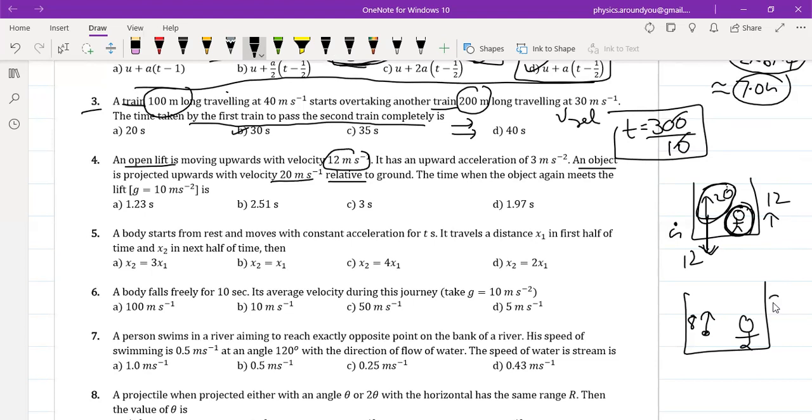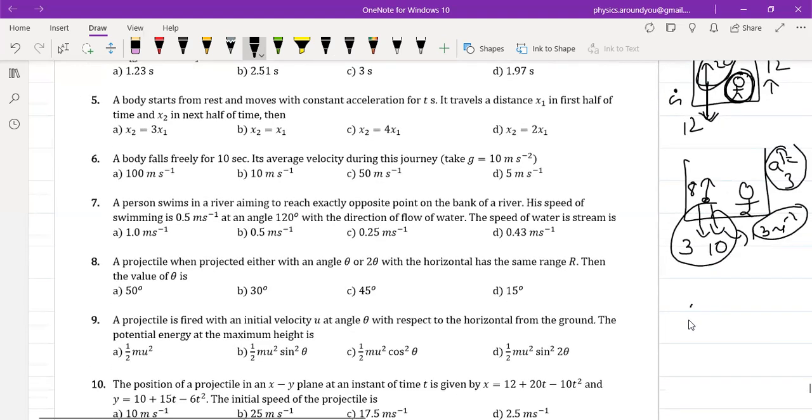I am accelerating upwards with 3. So in my perspective, this object will have a downward acceleration of 3, and gravity is already pulling it down with 10. So the total acceleration it will have would be 10 plus 3, around 13 meter per second square. So for a fresh perspective, I am stationary, and I see the object move up with u equal to 8 meter per second.